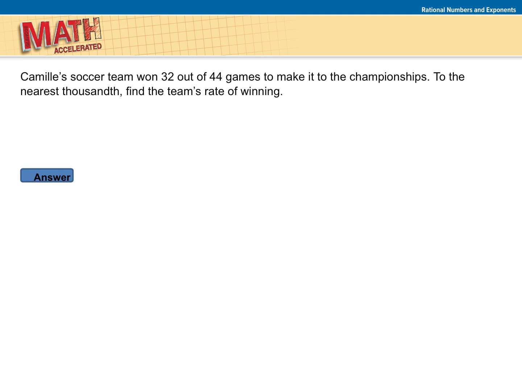With the word problem here, it says Camille's soccer team won 32 out of 44 games to make it to the championships. How do I write that? 32 over 44.